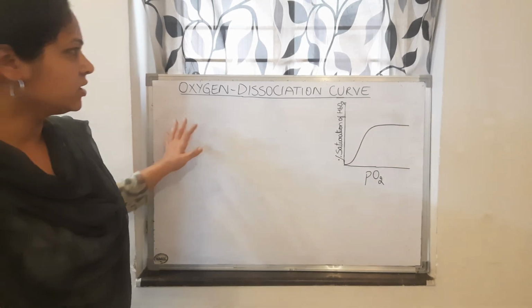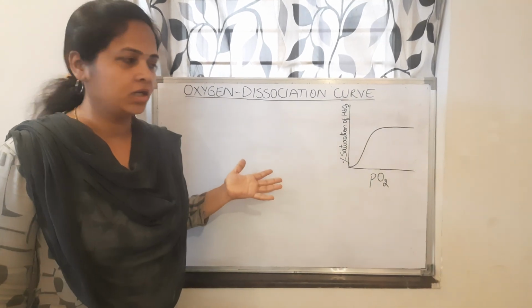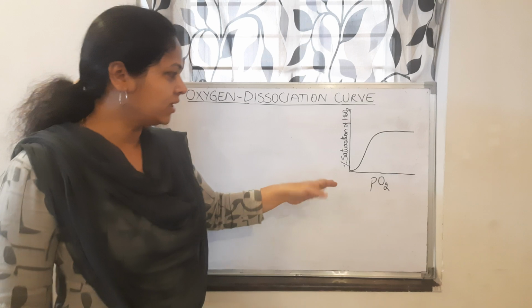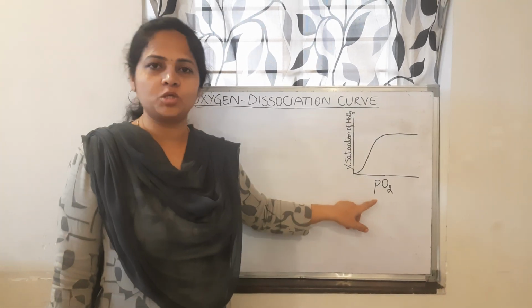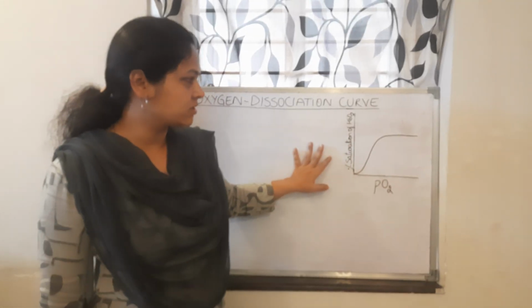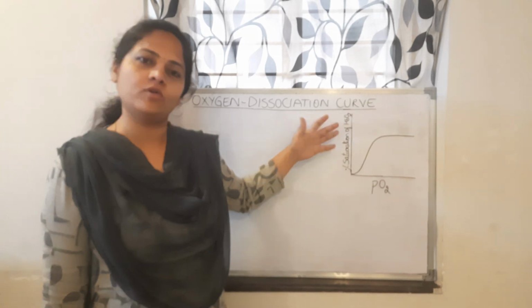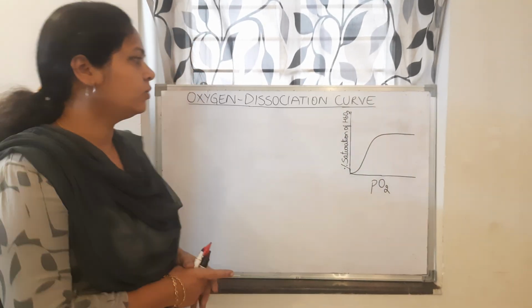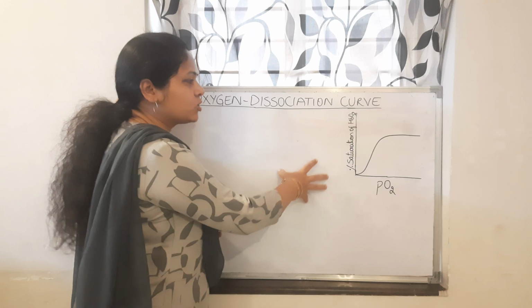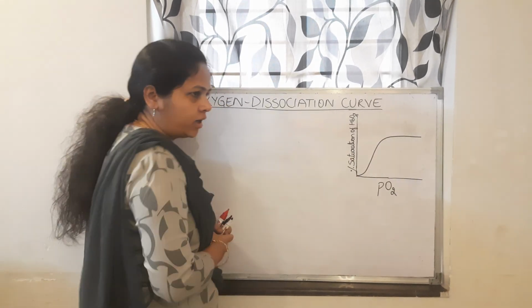So what is this oxygen dissociation curve? Coming to this curve, on the x-axis we plot the partial pressure of oxygen and on the y-axis we give the percentage saturation of oxyhemoglobin. Now the curve shape we get will be sigmoid.